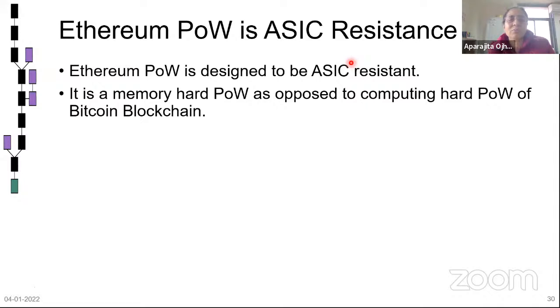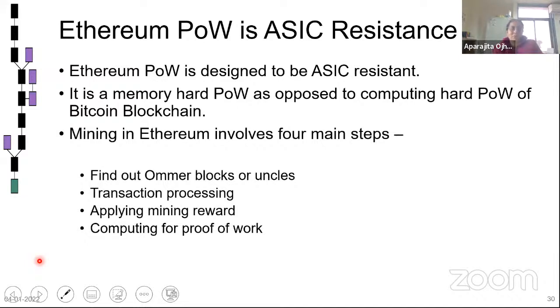What if there is no miner, maybe because of less mining reward or any other reason? Then blocks will not be created if there are no miners. Mining in Ethereum involves 4 main steps, my dear participants. First of all, find out more omer blocks, or uncles. They're called uncles. Transaction processing, applying mining reward, computing for proof of work. All this is done.